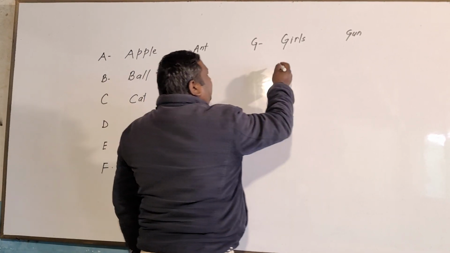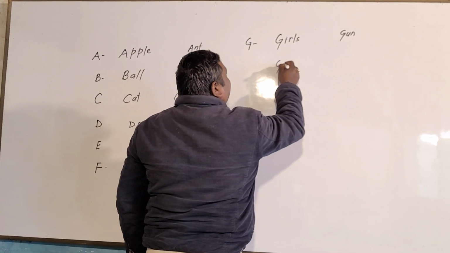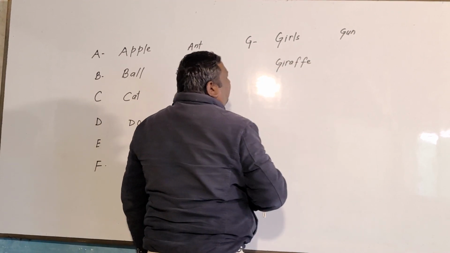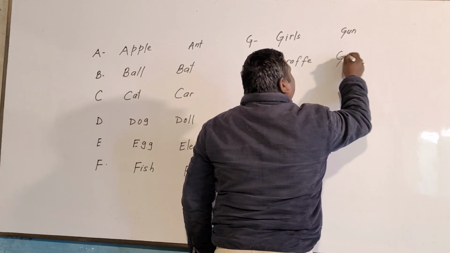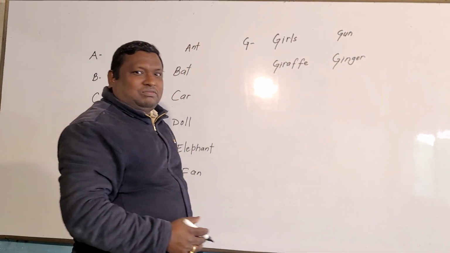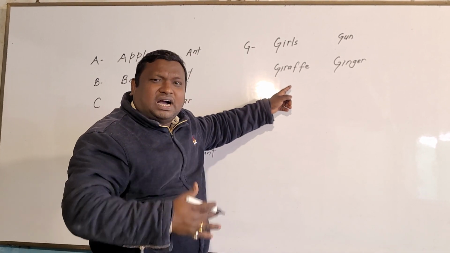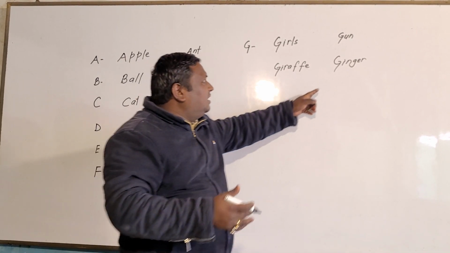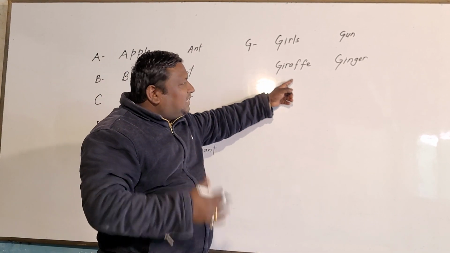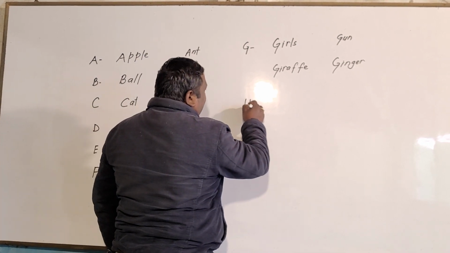Now, G for giraffe, G-I-R-A-F-F-E, giraffe, and G for ginger. Now, G is giving the j sound. Giraffe, j, ginger, j. Giraffe, ginger, j. Now, H.